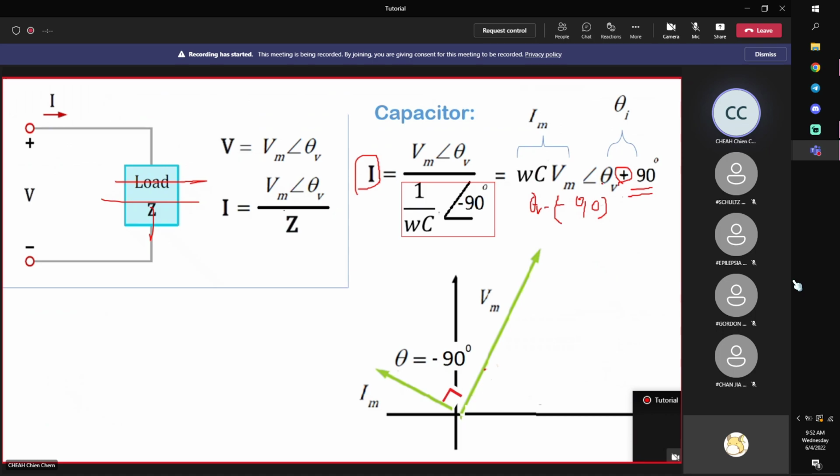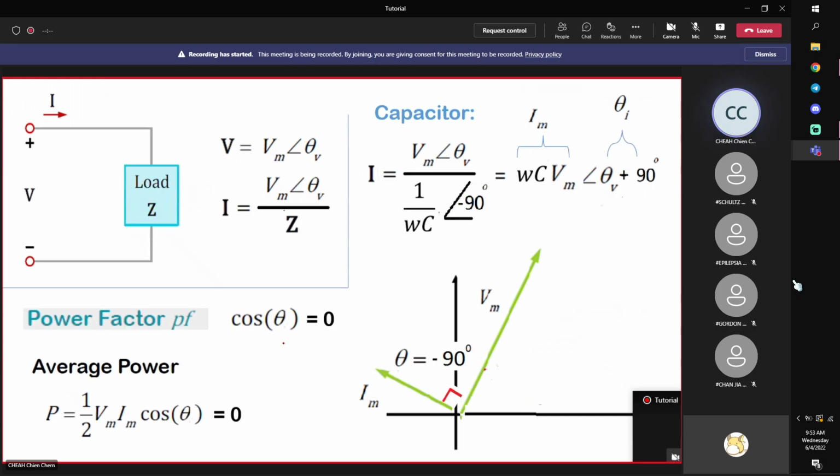So this means that the current is leading your voltage by 90 degrees, because it is theta V, the phase angle of your voltage, plus another 90. Which means that the angle between voltage and current is still 90 degrees. Therefore, cosine 90 is equal to 0. So similarly, your capacitor does not consume any real power. The average power will be equal to 0 because it stores energy.